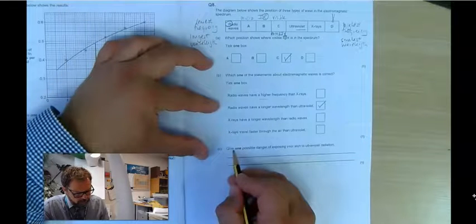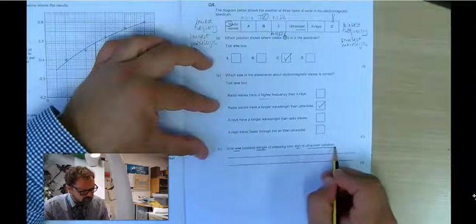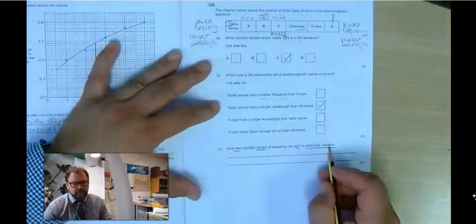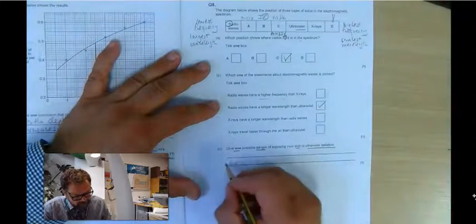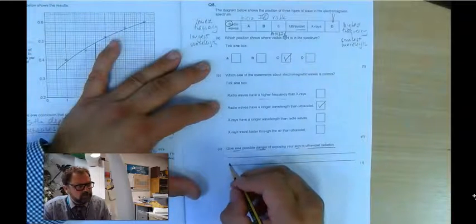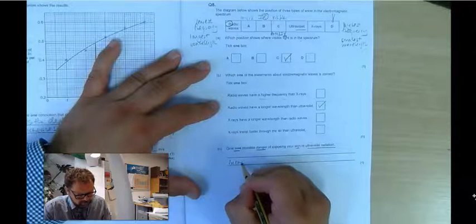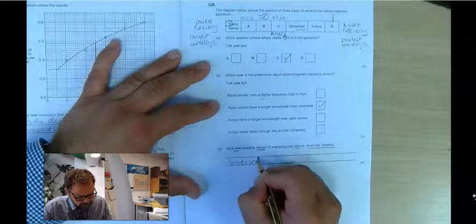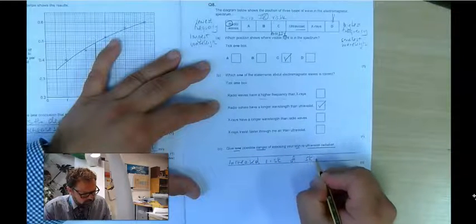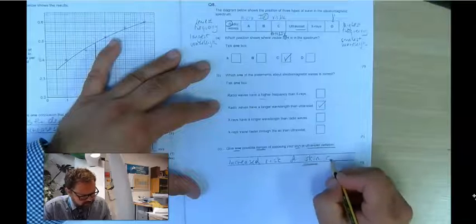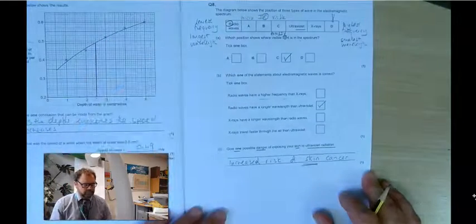Part C, a possible danger of exposing your skin to ultraviolet radiation. Okay, we need to be specific here and remember that a bigger dose of ultraviolet radiation increases your risk of skin cancer. Don't just write cancer, it needs to be specific to the question: increased risk of skin cancer.